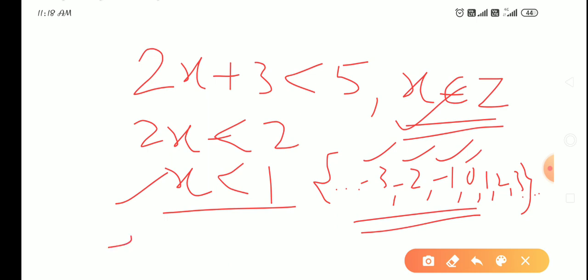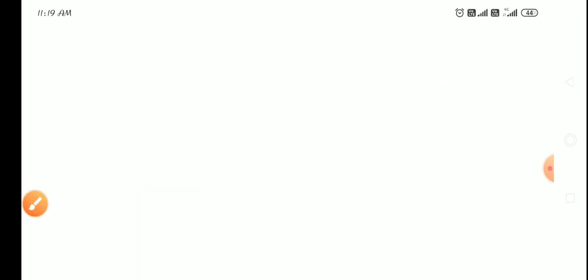So you can write dot dot dot minus 3, minus 2, minus 1, 0. These are the values of x, and this set of values of x which satisfy the given inequation is called the solution set. So like this you can solve a linear inequation and find the solution set with the help of the given replacement set. Next point is coming.